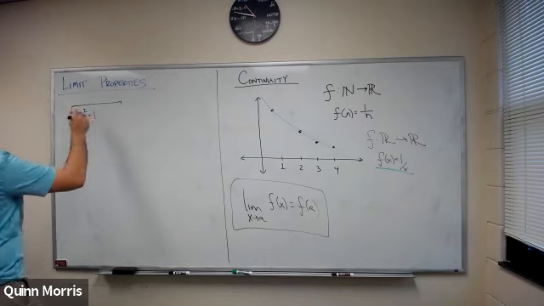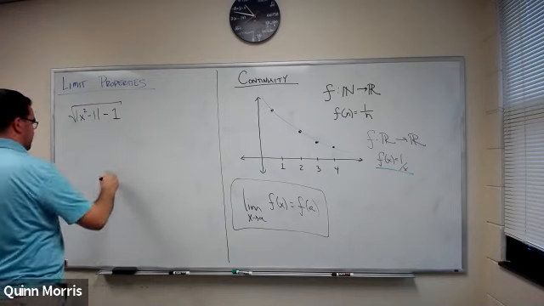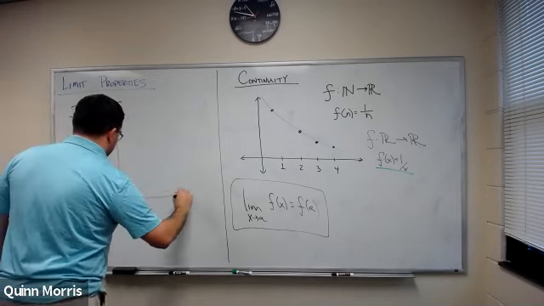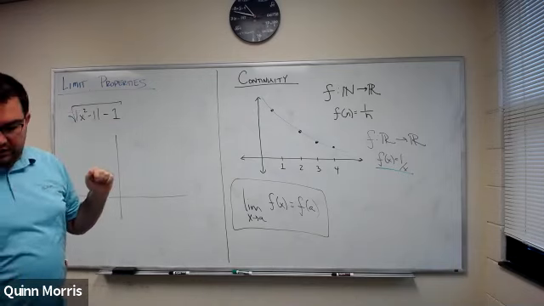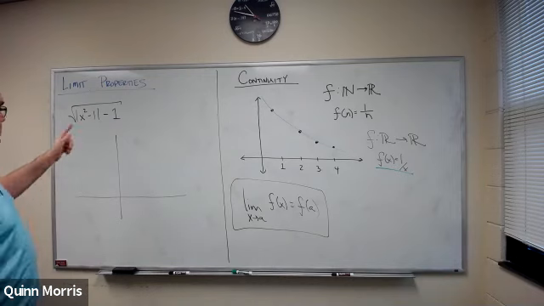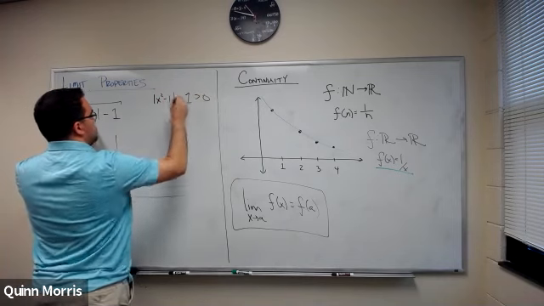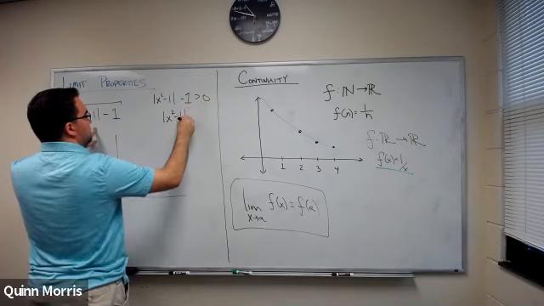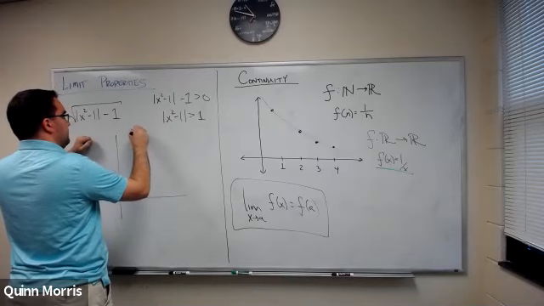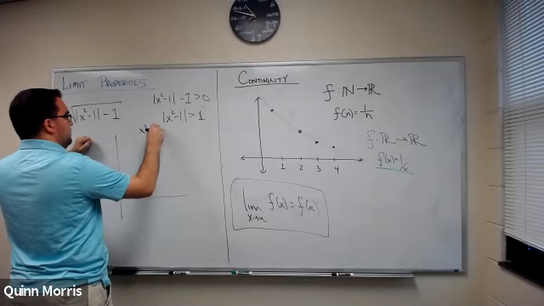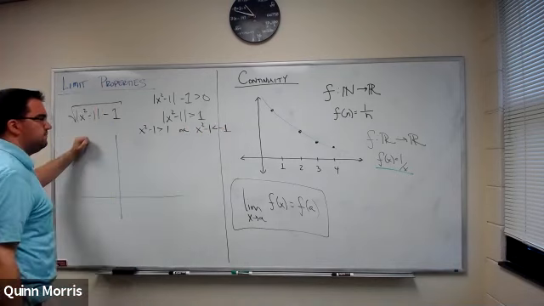So the square root of the absolute value of x squared minus 1 minus 1. If I were to draw a graph of this function, this is only going to be defined when the quantity under here is positive. So when will that be positive? This will be true when x squared minus 1 is greater than 1, or x squared minus 1 is less than negative 1.